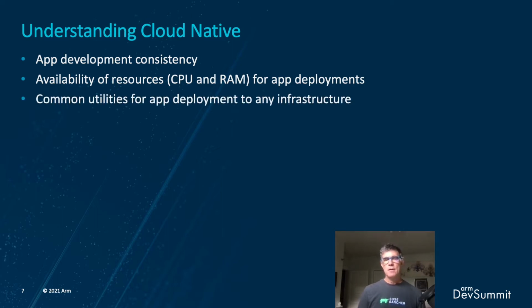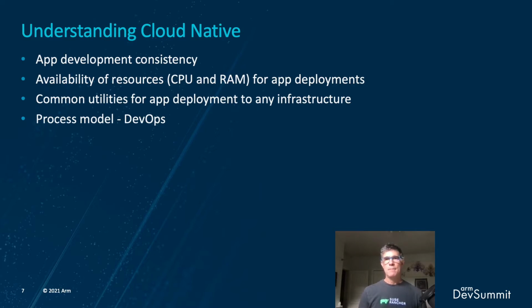And then there is also just a general set of common utilities that are available with the Cloud Native process, especially in a single container orchestration system like Kubernetes that allows for app deployment to any infrastructure. And then we get things like reliability and scalability and of course availability that I just mentioned.